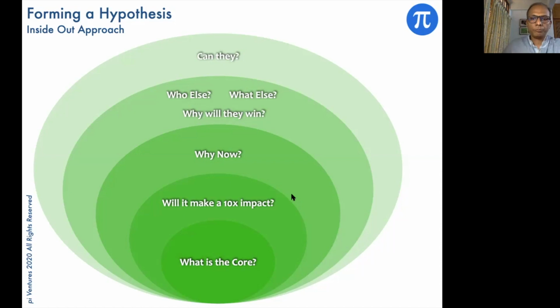Okay. All right. So this is one framework. Just keep it in the back of the mind. Very simple. 5 questions. What is the core innovation? What is the 10x impact? Why is this now a right time to do it? Who else is available? This is all competition and differentiation, right? So we'll come back to this a little bit.